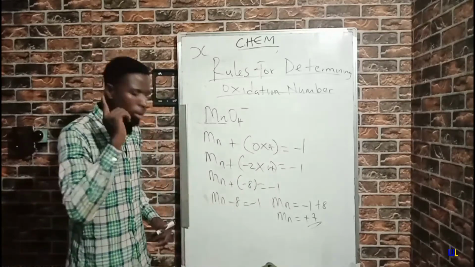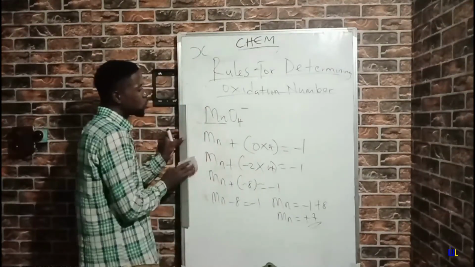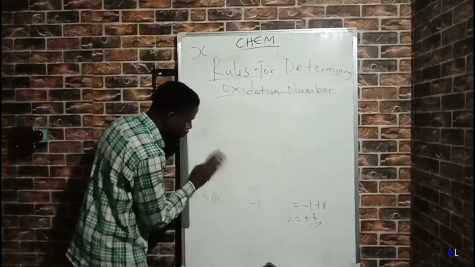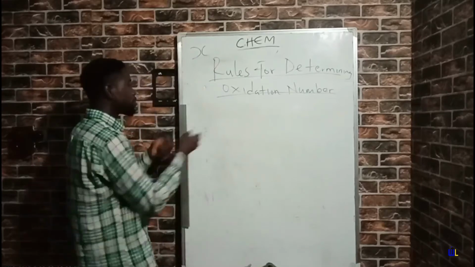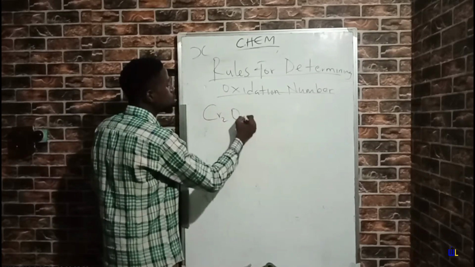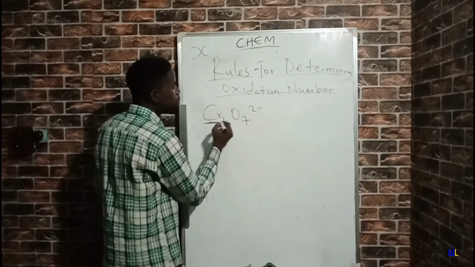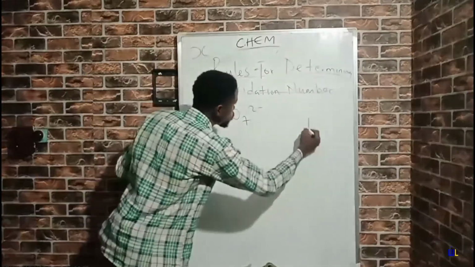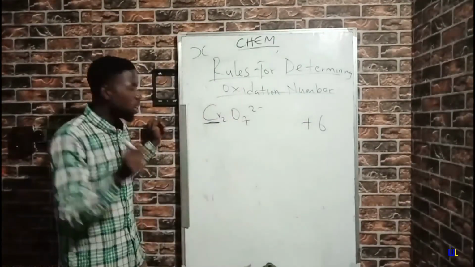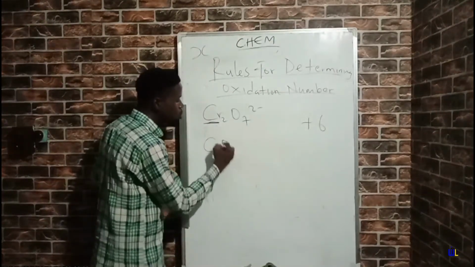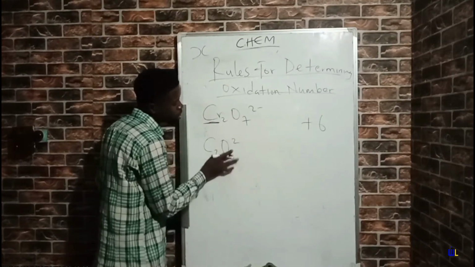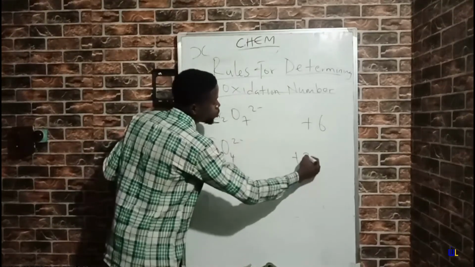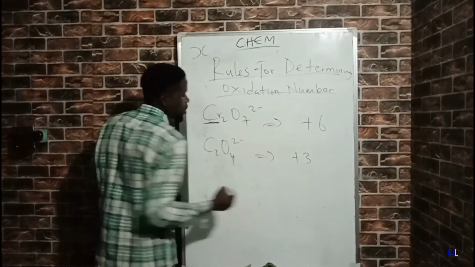I'll give you 2 examples to try out on your own and see if you are going to get them. They are: find the oxidation number of chromium in Cr2O7 2 minus. If you solve it correctly, your answer should be plus 6. So try that out. And secondly, C2O4 2 minus. Your answer here should be plus 3. So try solving it and see if you get this.